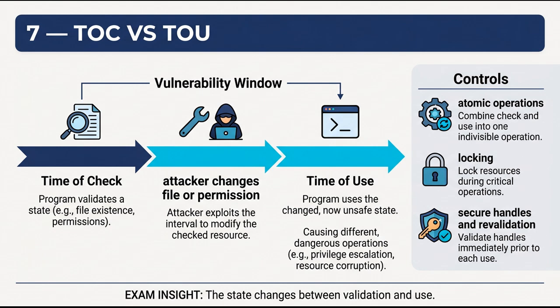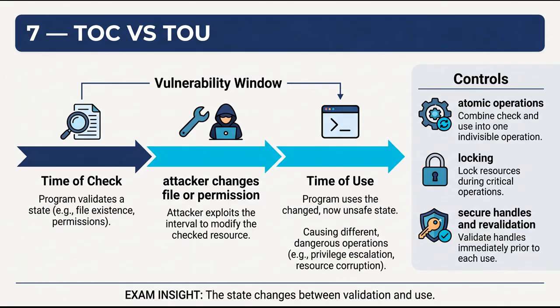Defenses include atomic operations that combine validation and action, secure file handles that continue referencing the validated object, locking, safe temporary file creation, and revalidation when appropriate. Reducing privilege also limits impact.